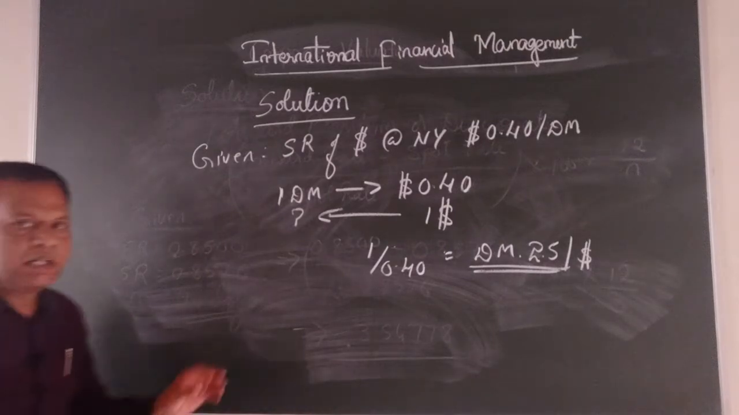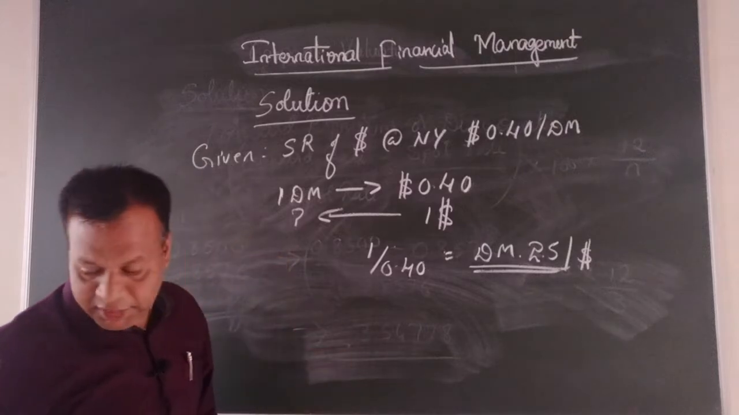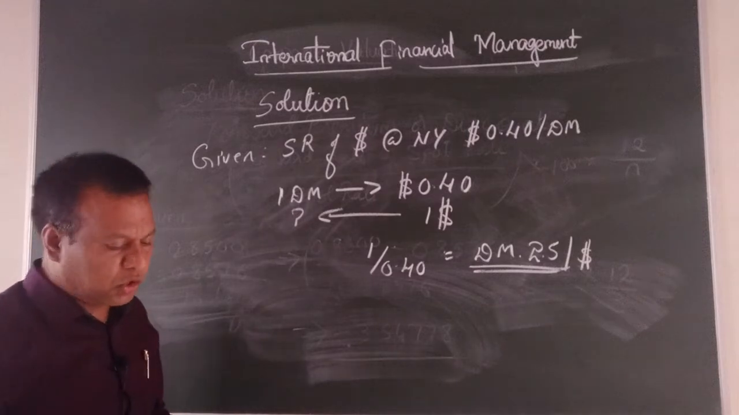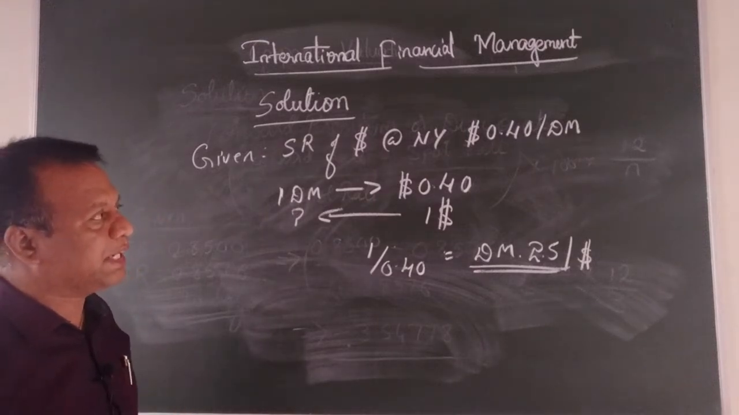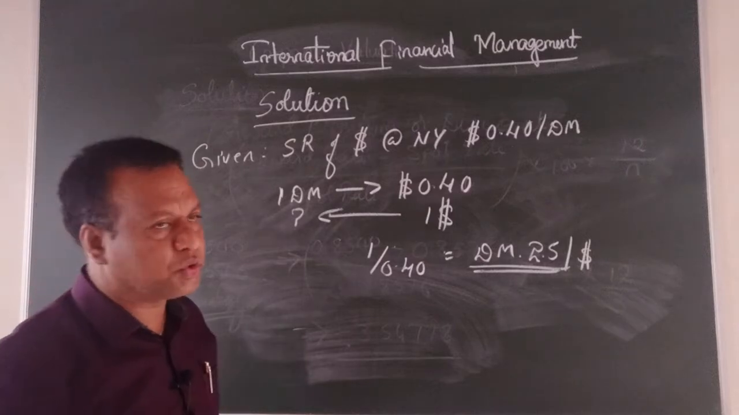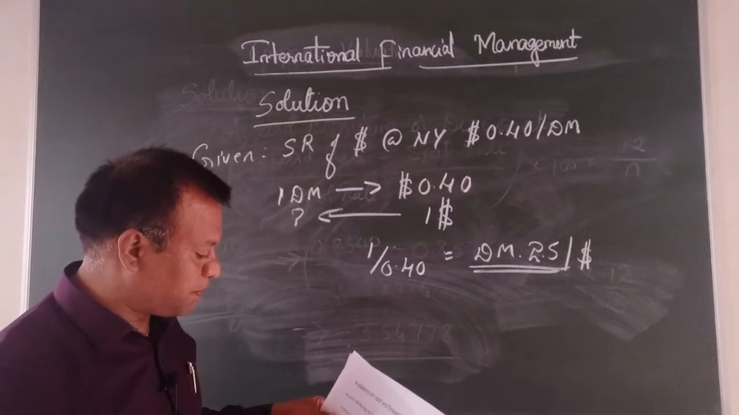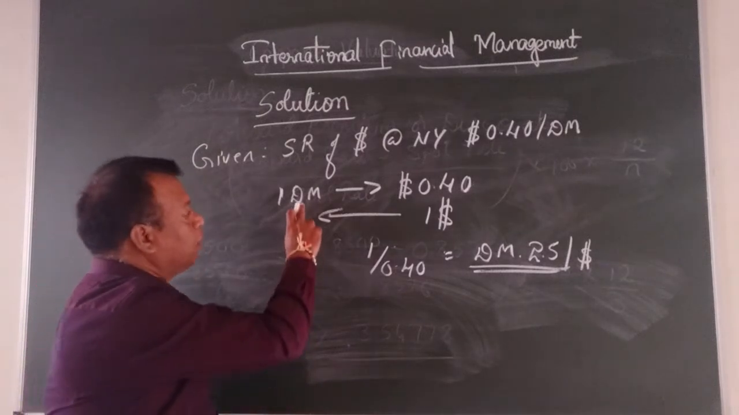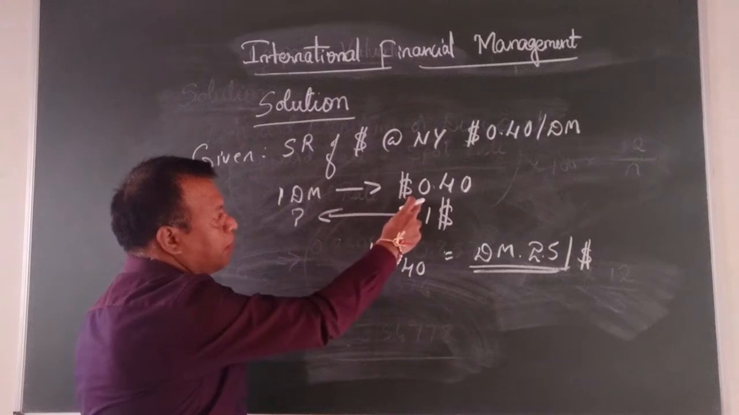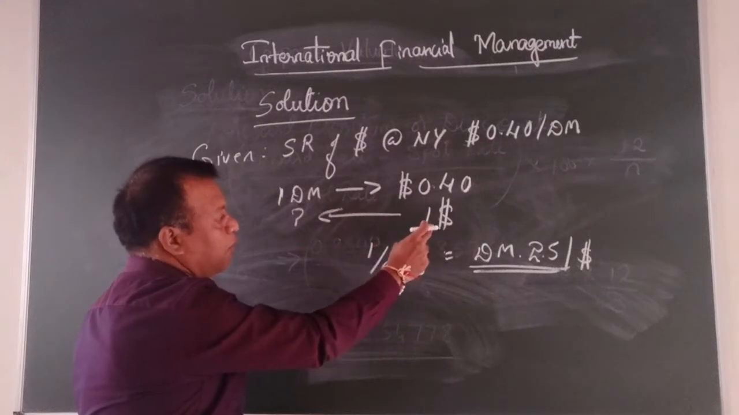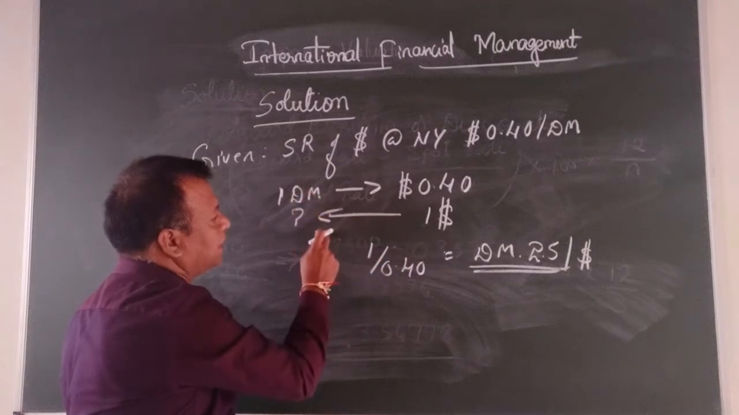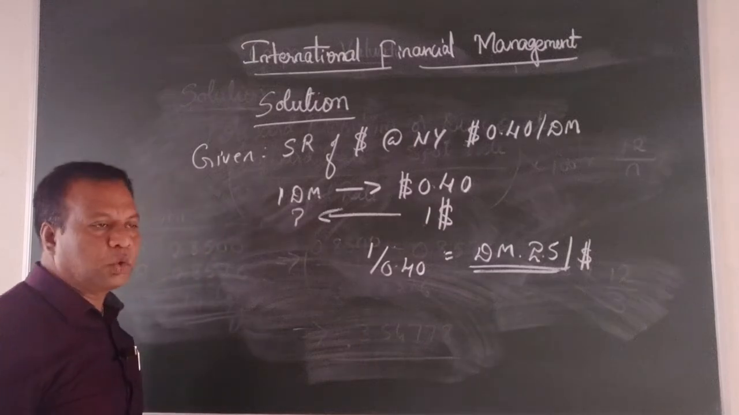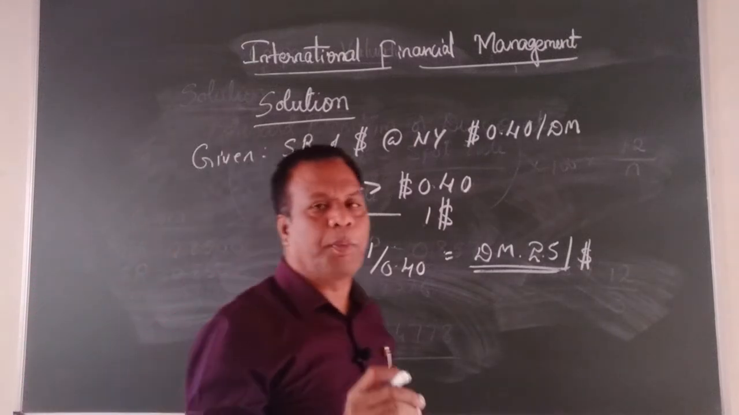So let me repeat. In the question, what they asked is, if the spot rate in New York is $0.40 per DM, that is, for 1 DM in New York it is $0.40, then what do you expect the price of the US dollar in Germany. You take 1 DM is equal to $0.40. Now we are asking what is the value of $1? 1 into 1 divided by 0.40, we get the answer as Deutsche Mark 2.5 per dollar. To buy $1 we have to pay Deutsche Mark 2.5.